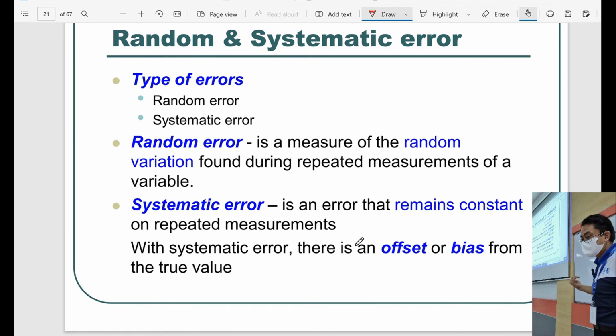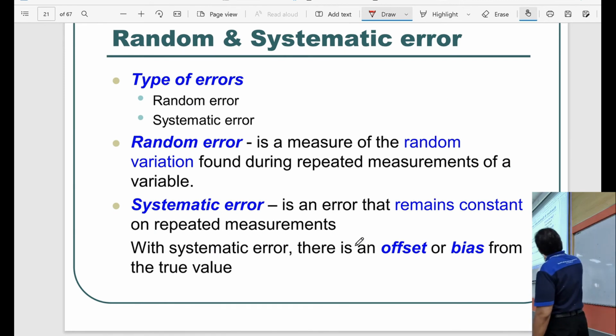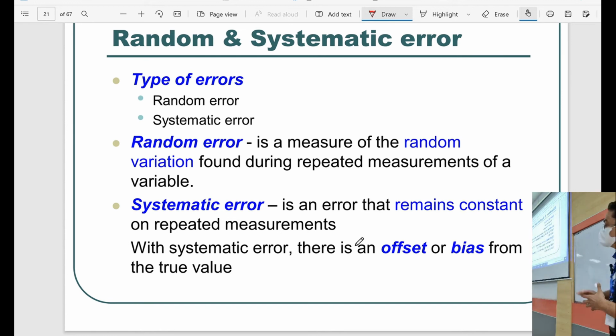So we have two types of errors: random error and systematic error. Random error, if you can recall, is related to the noise, because the noise tries to randomize the data. So random error is usually because of the noise, and systematic error is because of the interference. Systematic error always remains the same value, but it biases or offsets from the original value. Okay, so this is systematic error.